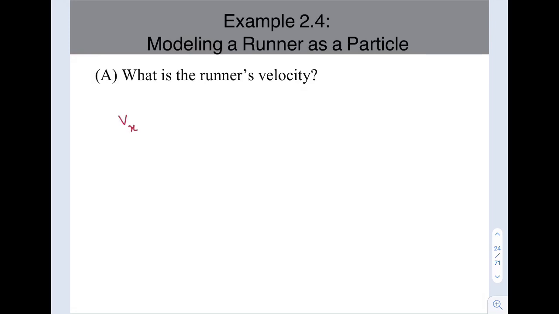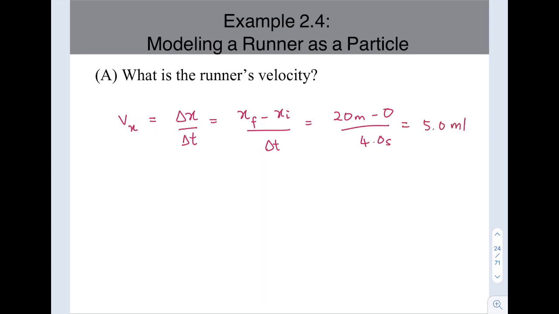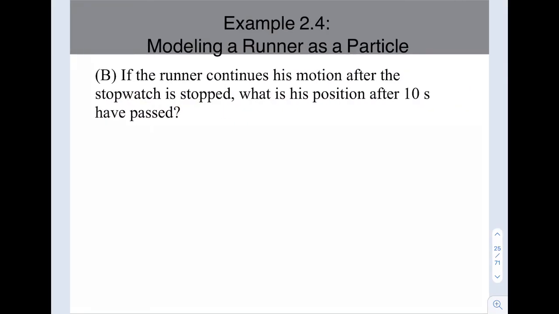Velocity. In terms of the x-axis, the runner is running straight along x, right? So it's delta x over the time taken. When we talk about delta, it must be final minus initial position over the time taken. It's 20 meters minus 0 over 4.0 seconds. There we go. We have 5.0 meters per second as the runner's velocity.